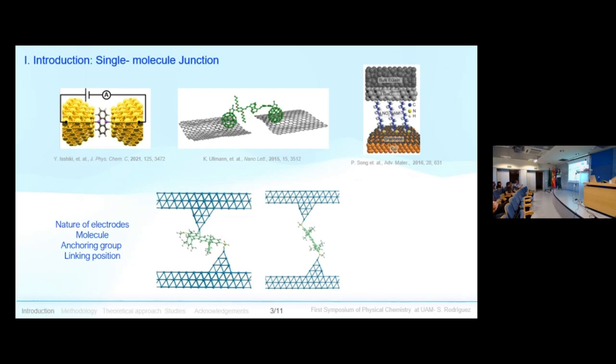The type of anchoring group that I use is important, because depending on which one I use, I'm promoting a higher or lower hybridization of the molecule with the electrode. And then also the linking position. There are molecules designed with the idea of having a backbone linker, and we can measure the conductance at different connection points along the molecule.